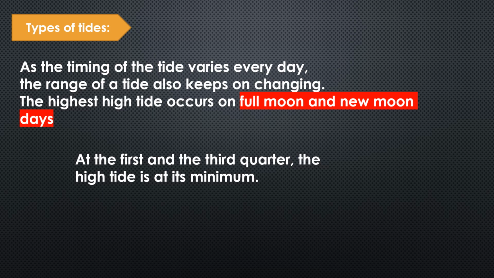Just as the timing of the tides varies every day, the range of a tide also keeps on changing. The highest high tide occurs on full moon and new moon days, and at the first and third quarter days, the high tide is at its minimum.